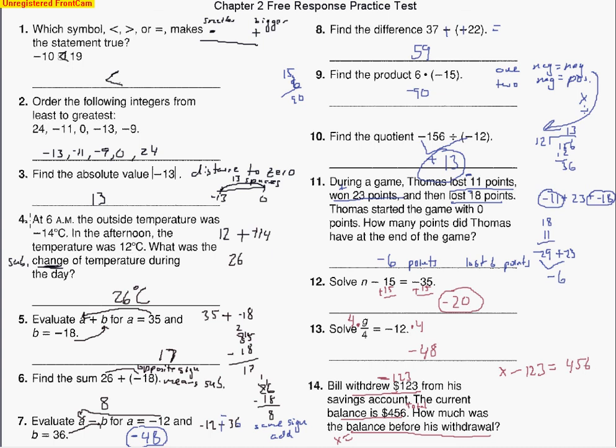So there's my equation. Now to solve, I'm just going to add 123 to both sides. So when I do that, add up these numbers, I get 9. This makes a 7 and a 5. So $579 was the amount he had prior to withdrawal.